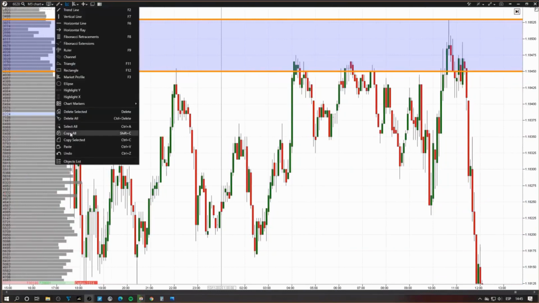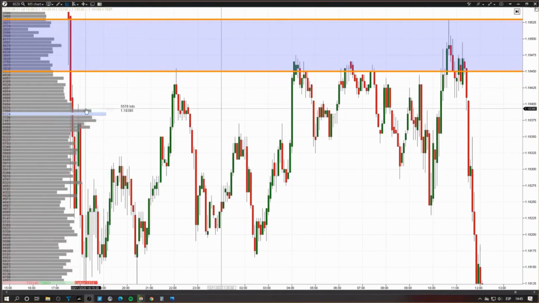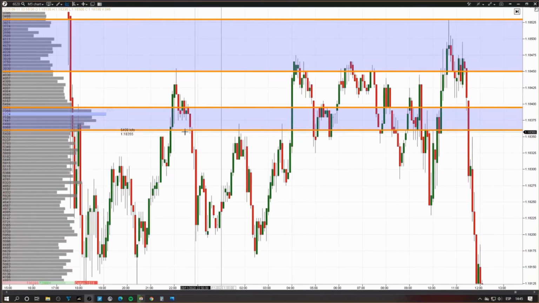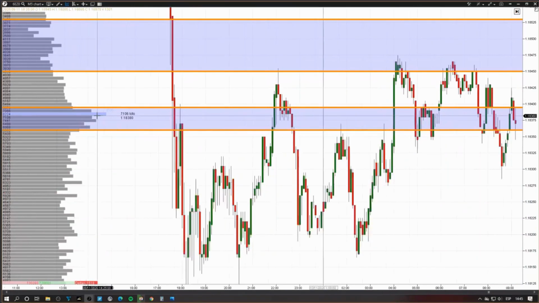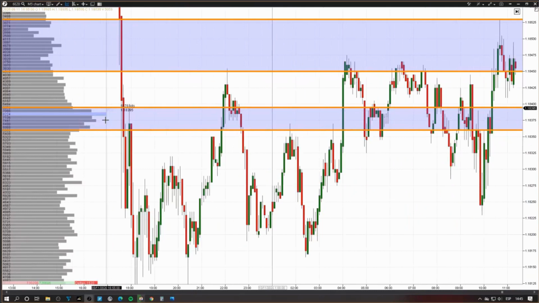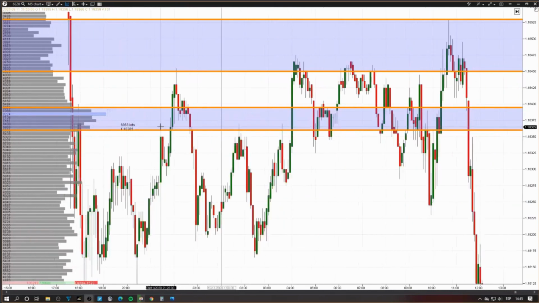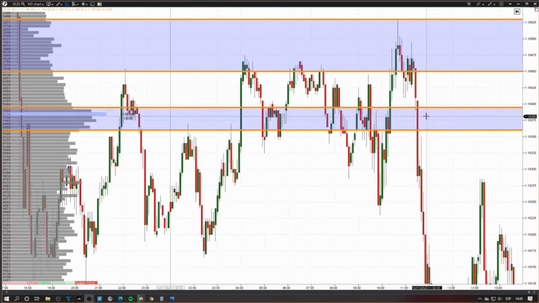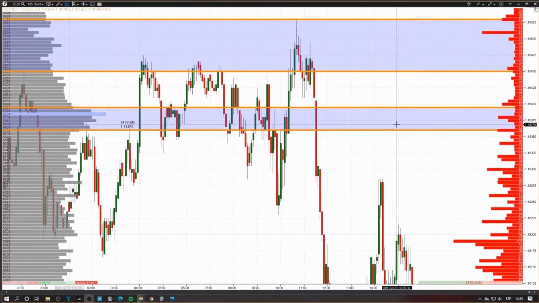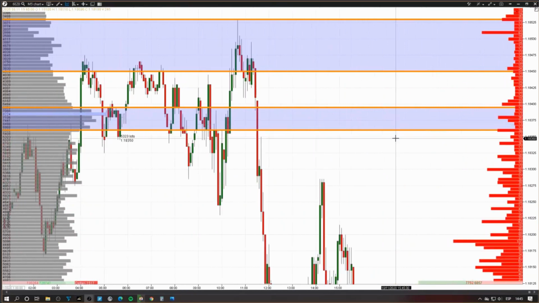Let me just highlight it right here. You can see how during the day the action has been around this price range. You can see how rotation has happened inside these lines, and I use this information to see which side I will be trading during the day.